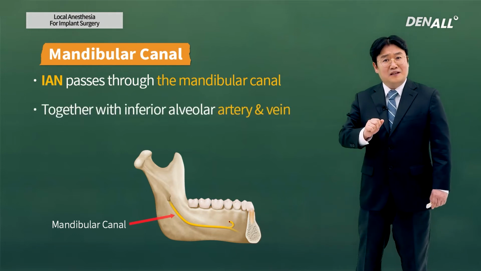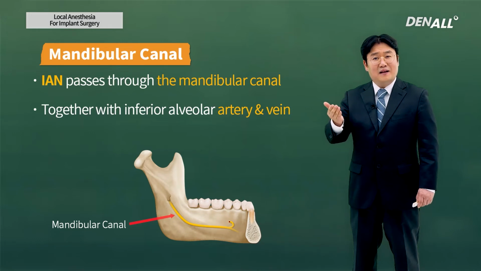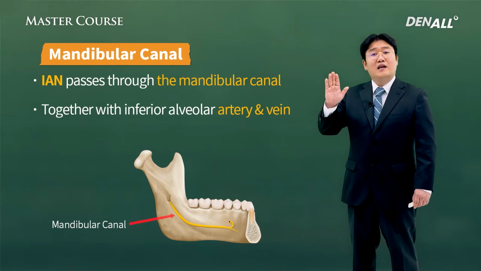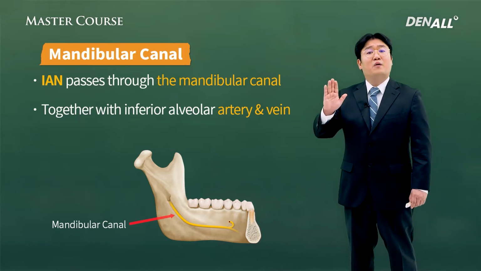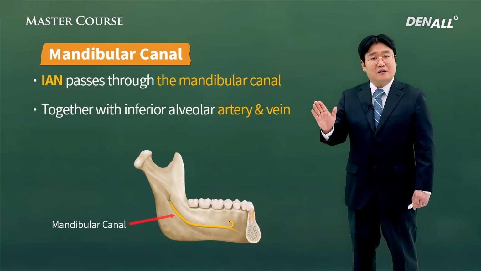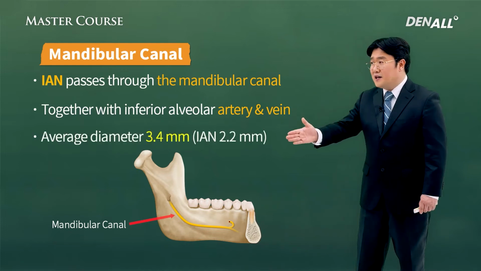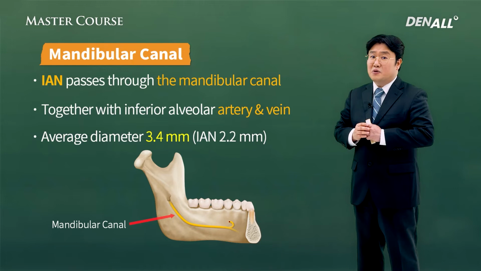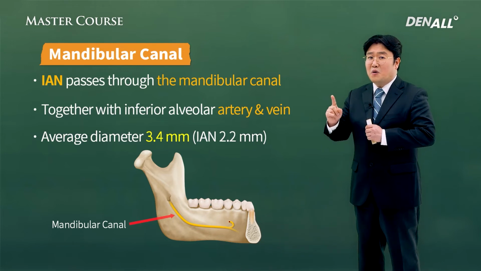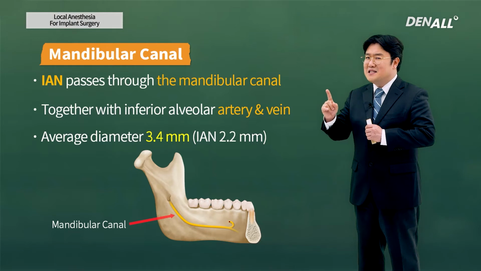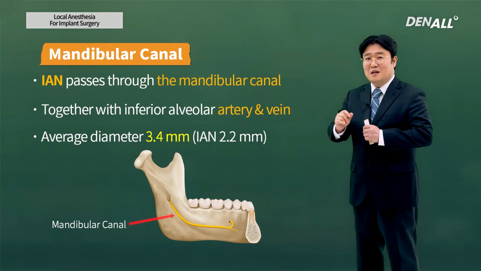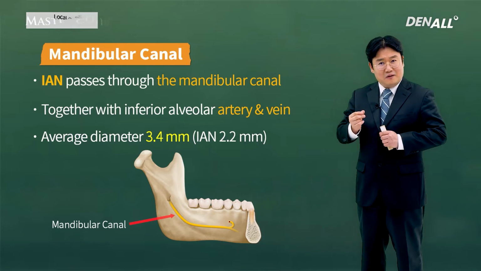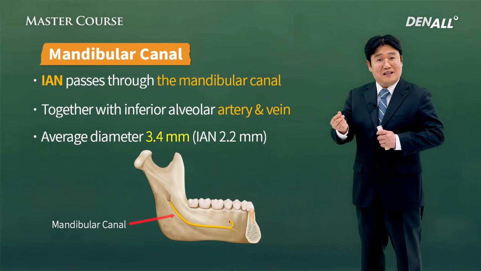By the way, nerves run together with an artery and vein generally, so the inferior alveolar nerve runs with the inferior alveolar artery and vein. On average, the mandibular canal, which holds all of those, is 3.4 millimeters in diameter, and the nerve, according to studies, is about 2.2 millimeters in diameter. Is the inferior alveolar nerve thicker than you thought or thinner than you thought? I think it's much thicker than I thought.